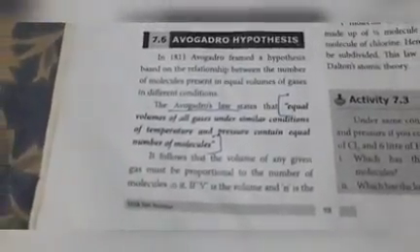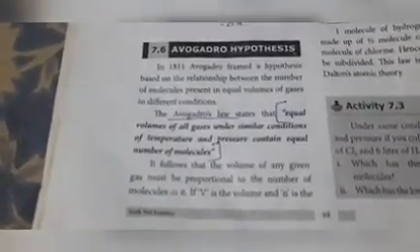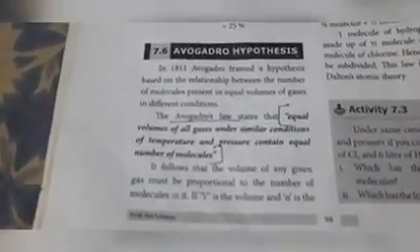So that is what is given here. Avogadro's law states that equal volume of all gases under similar conditions of temperature and pressure contain an equal number of molecules. It follows that the volume of any given gas must be proportional to the number of molecules.